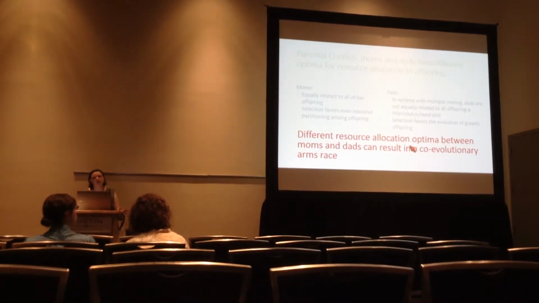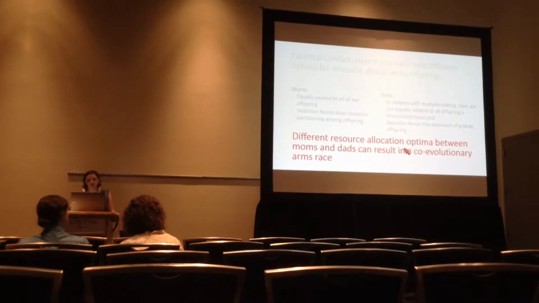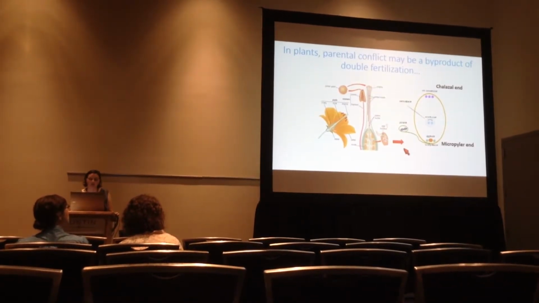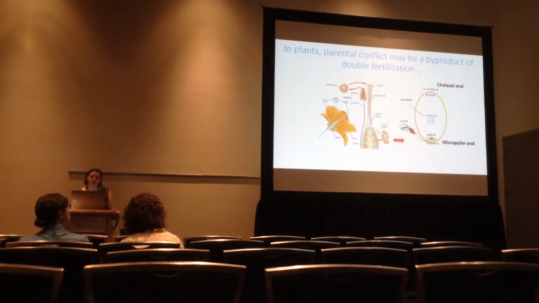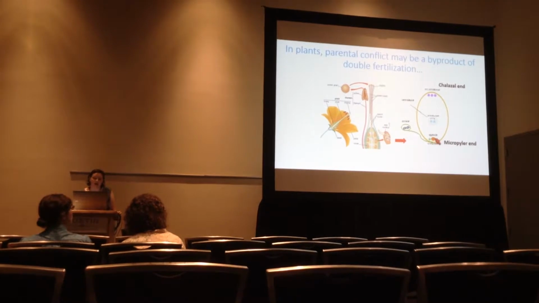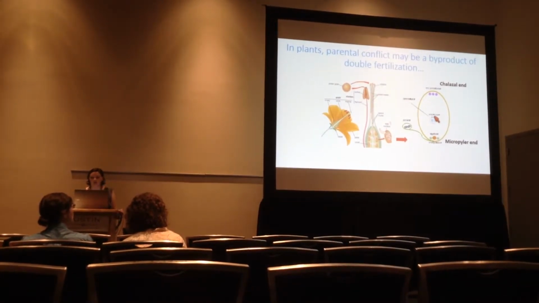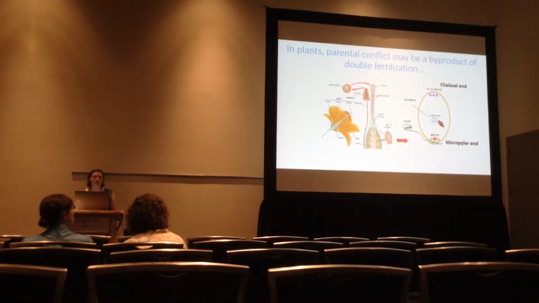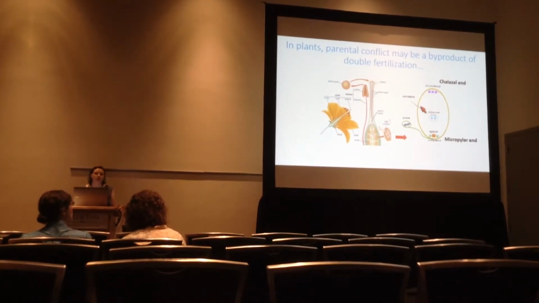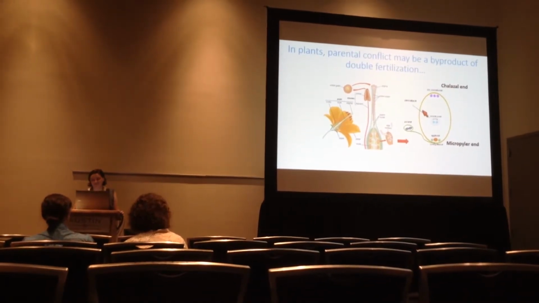So moms and dads can easily enter into this coevolutionary arms race. And this is particularly true in plants because of this phenomenon called double fertilization. So when a plant ovule is fertilized, each pollen has two nuclei. One fertilizes the egg cell down here and eventually becomes the plant, and the other fertilizes this diploid central cell, and that becomes a triploid nutritive tissue. It's called endosperm. It's very similar to placenta.